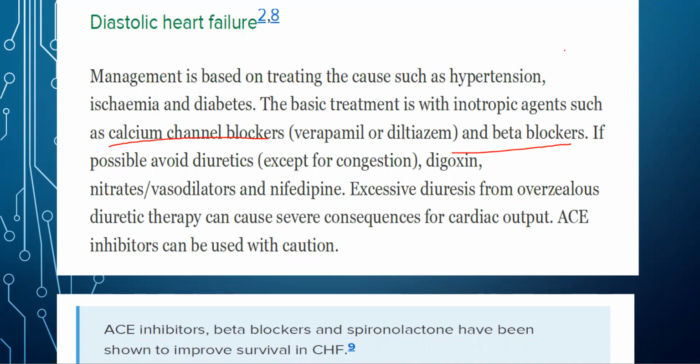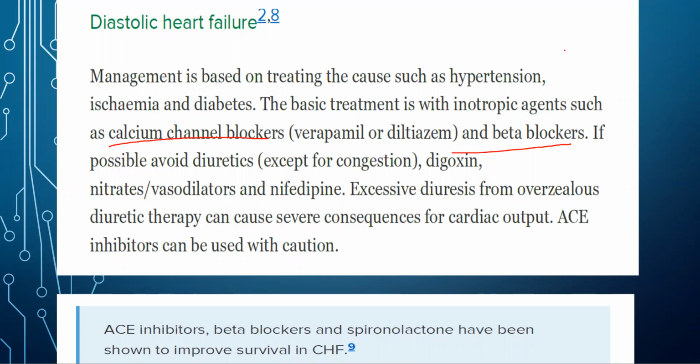Why? In diastolic heart failure, your heart is not filling up, right? So if your heart is not filling up, you should make the heart fill up. How can you make the heart do that? You can reduce the heart pumping. If you reduce the contraction of the heart, then the heart will get enough time to fill in.